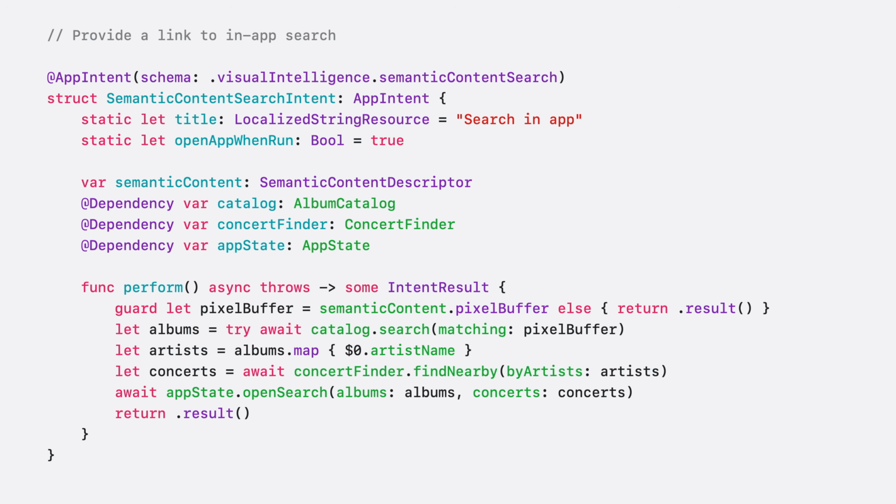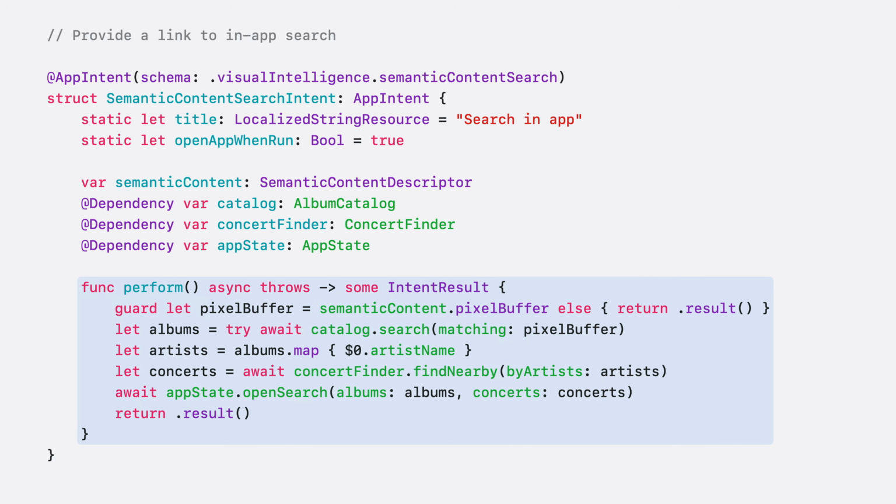As a final touch, if people don't find the result they're looking for immediately, I want to provide an easy way for them to continue the search inside the app. We can use the semantic content search schema to do that. I'll create an intent conforming to the semantic content search schema. The system provides the semantic content property automatically. That's the same semantic content descriptor we saw before with the pixel buffer.